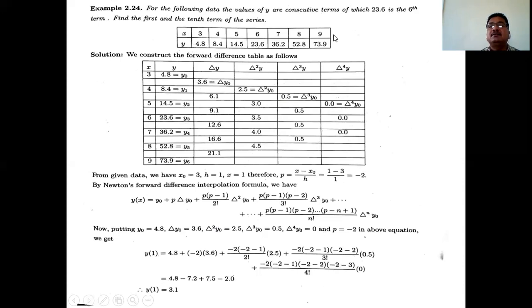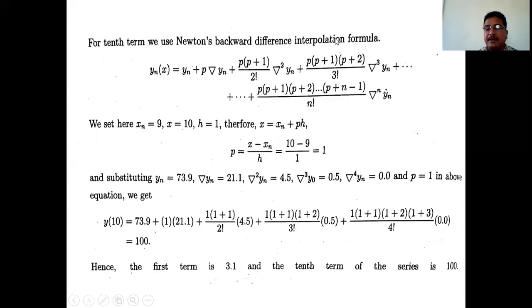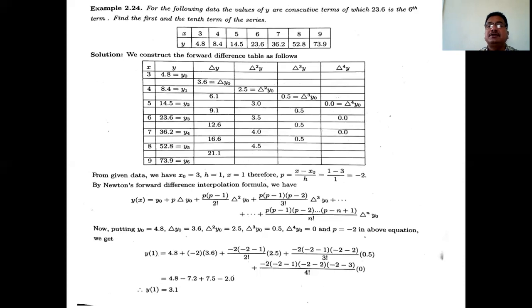Then we have to find f of 10. So we will find f of 10 by using Newton's backward interpolation formula, because we have to interpolate at the end of the table. So again prepare the backward difference table. There is no need to prepare a new table, because we know that only delta is replaced by del. All the entries in the table are the same, and these values are important if you are going to use the forward interpolation formula, but we are going to use the backward interpolation formula, so these values are important.